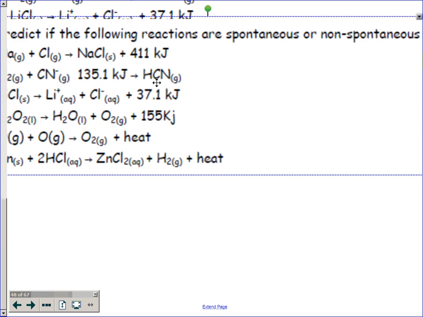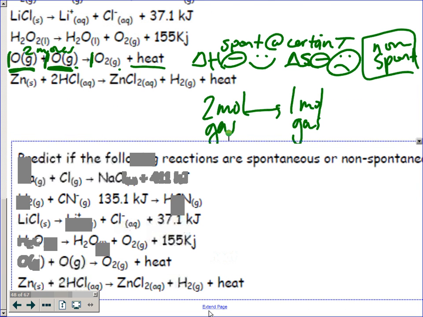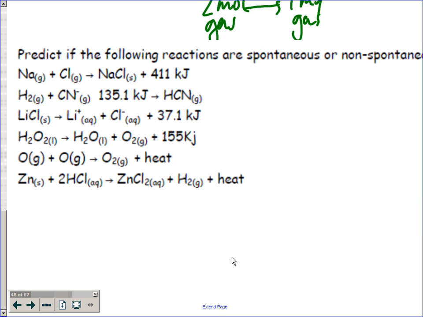Okay, so let's work from the bottom. We have zinc solid reacting with 2 hydrochloric acid aqueous reactants, to make zinc chloride, hydrogen gas, and heat. Tell me about the delta H. Negative. So we see heat's on the product side again. It means it's being exited or released from the reaction. Negative. Good or bad? Good. So that's good for the universe. It satisfies the requirements of the universe.